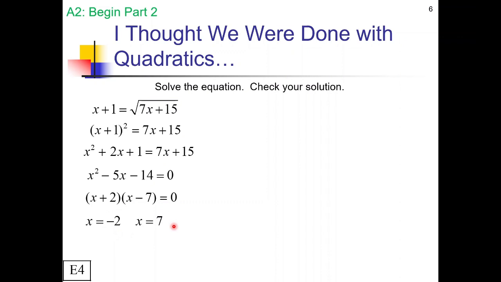Now this is going to seem a little bit tedious, but we are going to go ahead and check our answer in the original equation, check both answers, just to make sure they actually work. So let's do negative 2 first. We have negative 2 plus 1, and then the square root of 7 times negative 2 plus 15. Negative 2 plus 1 is negative 1. Over here, this is negative 14 plus 15, which is just 1, so we have the square root of 1.